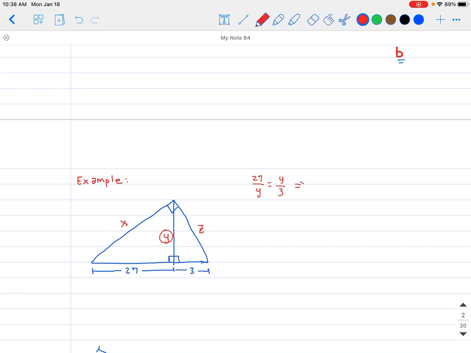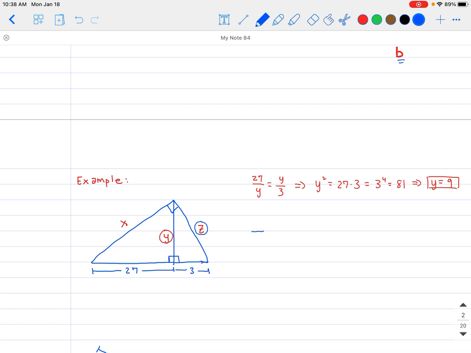So let's see, this is going to give me y squared is equal to 27 multiplied by 3, which is the same thing as 3 to the 4th power, or equal to 81. So that tells me that y is going to be equal to 9. And as soon as you have this, we can go ahead and set up the other parts. So this time, let's solve for z, okay? Or you can solve for x, doesn't really matter.